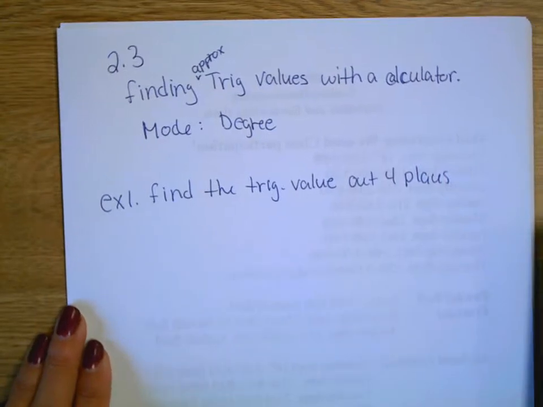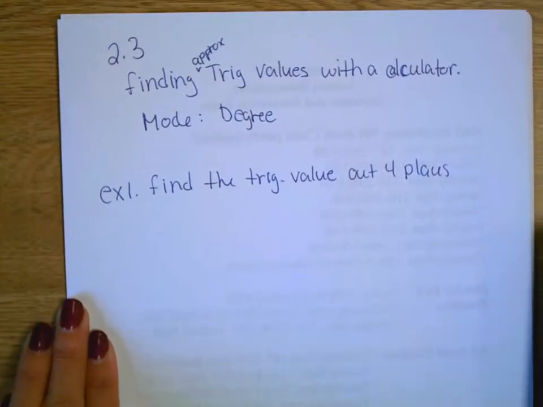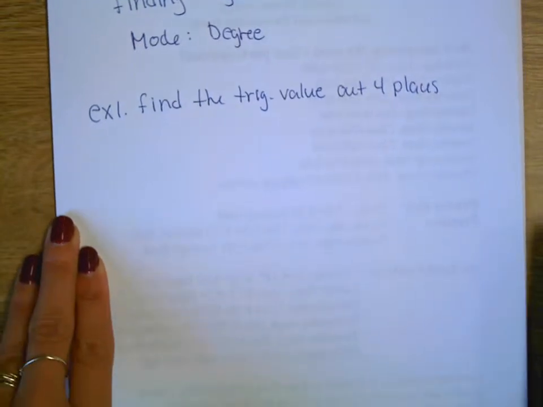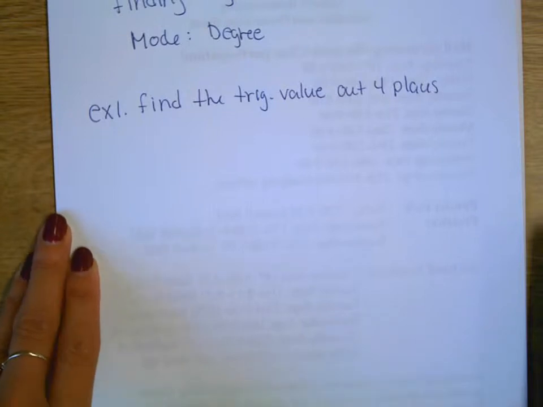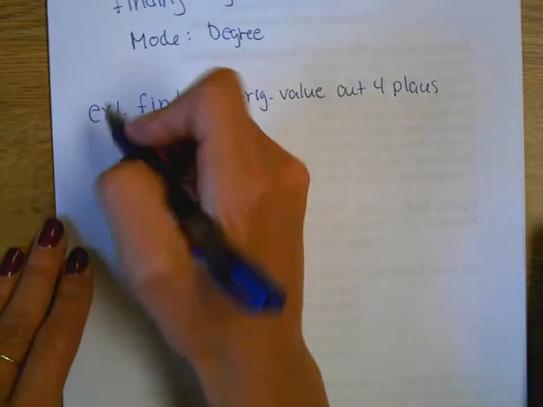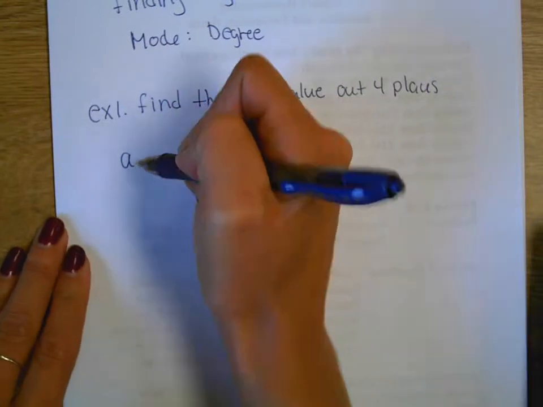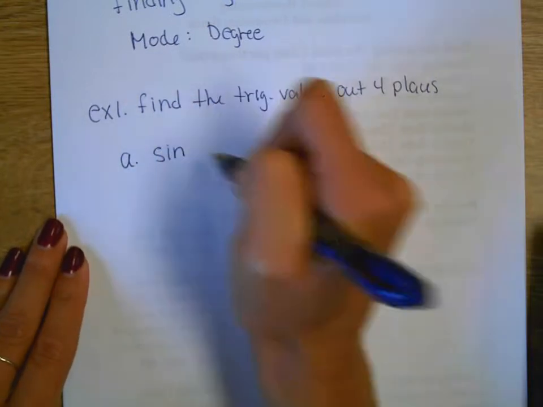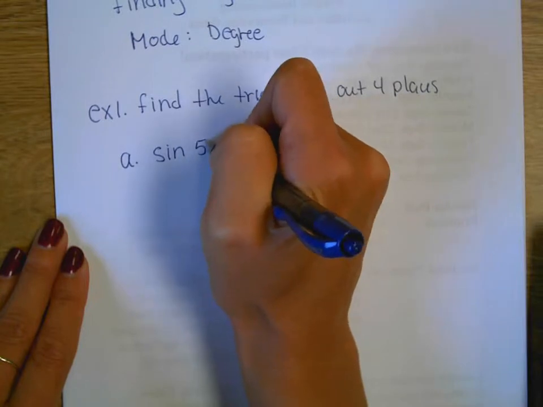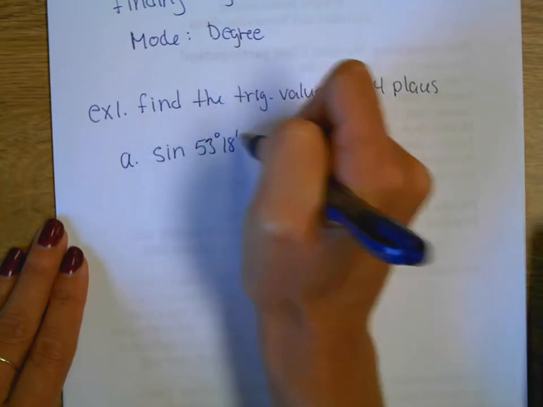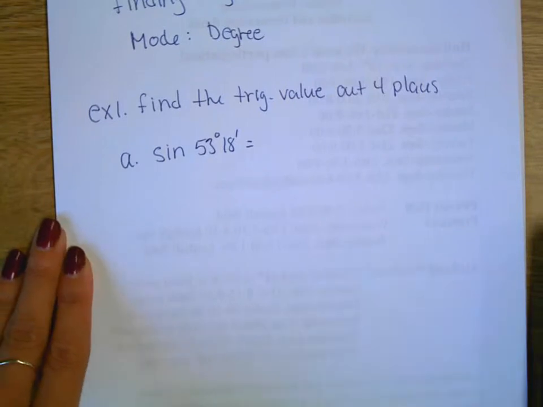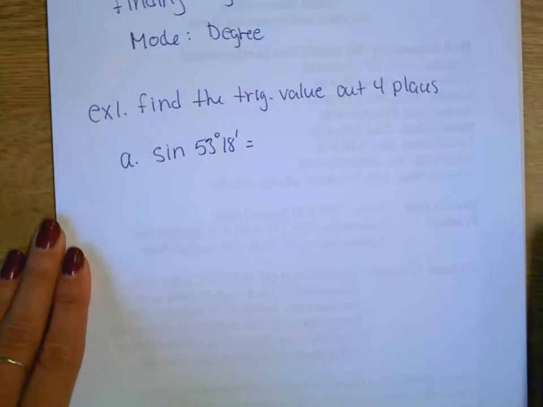Okay, we're going to find trig values out 4 places. Back in the day before technology, all of these trig values were in a table that you would look up. But we don't have to do that anymore. So we'll start easy. If I want the sine ratio for a 53 degree, 18-minute angle, all I've got to do is ask the calculator nicely to give me that. It will tell me what the opposite divided by the hypotenuse ratio is, as a decimal. It won't be a fraction, it'll be a decimal, that's why they're approximate.